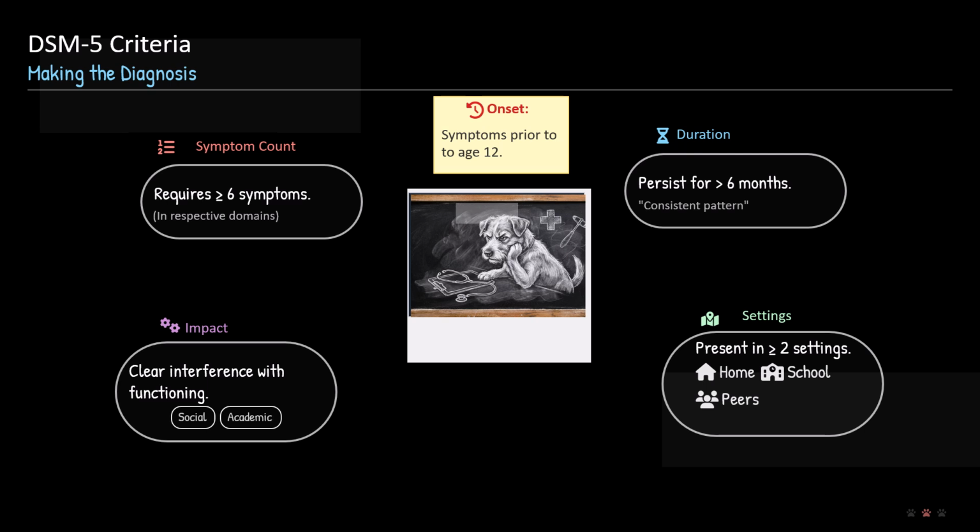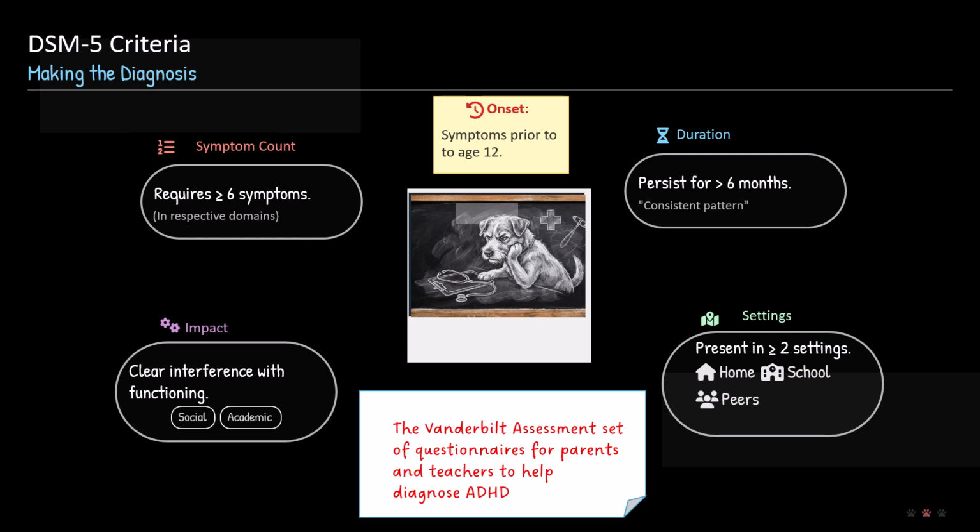The onset, and this is very, very important, must be prior to the age of 12. So if you have a patient that's having issues with attentiveness, maybe some hyperactivity, and they're 20-something and these symptoms just started, it doesn't meet criteria for ADHD.